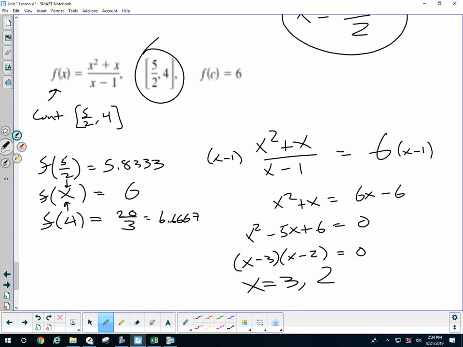Now I got two solutions. However, this one was the one that was guaranteed by the intermediate value theorem because 3 is between 2.5 and 4.